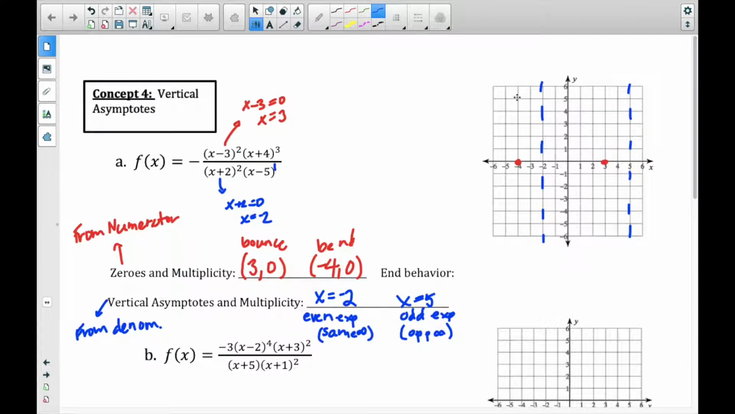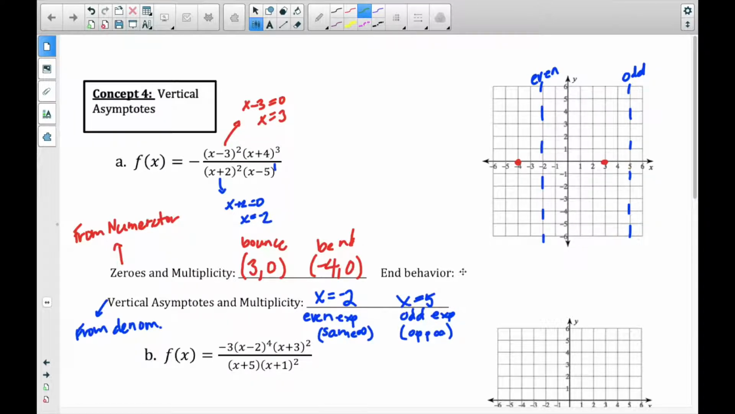Because of that information, I'm going to come up here to the top and write myself a note to remind myself. This is not part of the graph, but it's going to help me remember what I'm supposed to do. The other piece that we can gain from this is we can look at the end behavior. The end behavior, once again, is going to be the same end behavior that we talked about last semester, but this time I've got more going on.